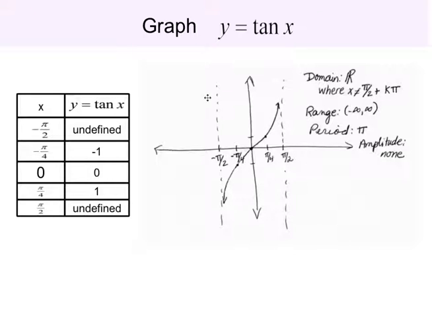I plotted my curves, I plotted my vertical asymptotes because it's on the line there, and I drew in my curve. The domain is all reals except where there's an asymptote, and there's an asymptote at pi over 2. I picked the first smallest positive asymptote, and I added the period times k, and k is an integer.